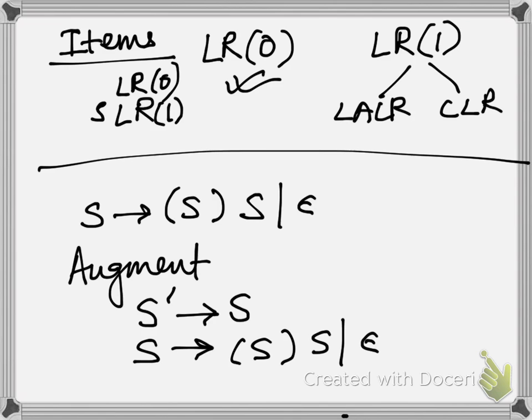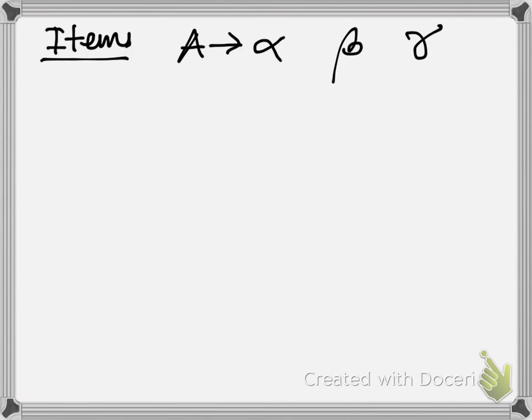So let us see how we can create the items for this augmented grammar. What is an item? Suppose you have a production of this type, A derives alpha, and beta and gamma are any two strings of symbols, which may even be the empty string. So beta and gamma are strings of symbols.